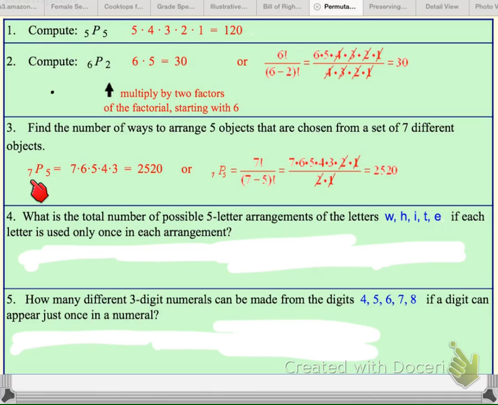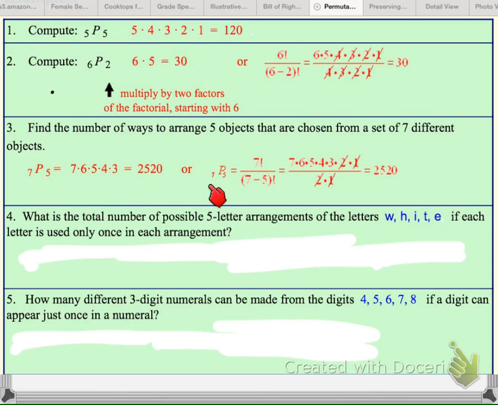So 7 is the 7 different objects, but we're finding the number of ways to arrange 5 of those objects. That means we're doing 7 times 6 times 5 times 4 times 3, only the first 5 of 7 factorial. 1, 2, 3, 4, 5. And if you multiply 7 times 6 times 5 times 4 times 3, you get 2,520.